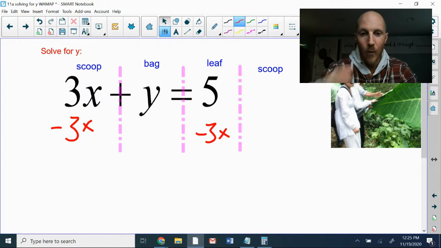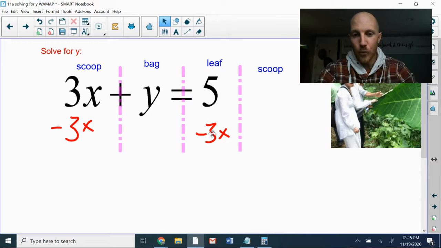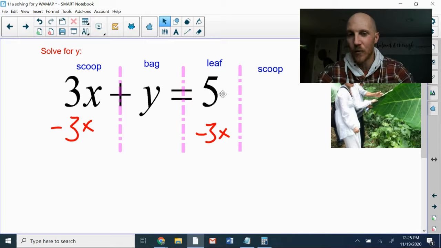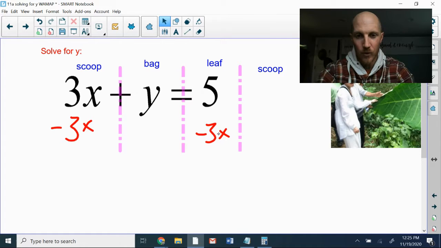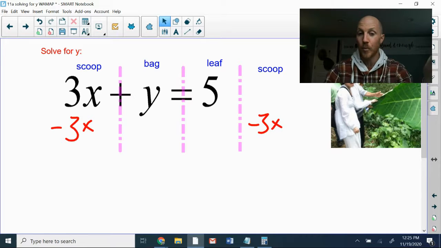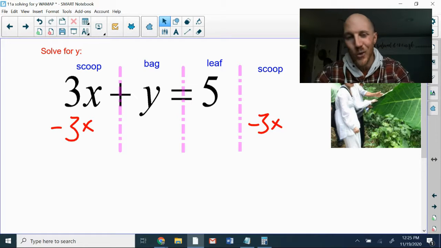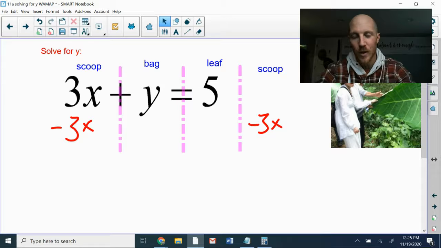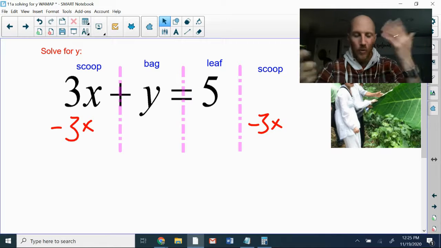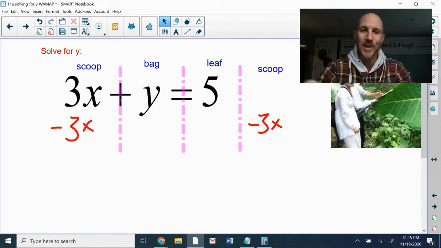However, subtracting 3 x's, that's not the same kind of thing as 5 leaves, because the x's represent scoops. A leaf obviously is not the same thing as a scoop, and so I need to keep this in its own column. I do not get to combine the 3 x's with the 5. Sometimes people think, oh, 5 minus 3x, that's like 2x, because 5 minus 3 is 2, and leave the x on it, but that is not how it works.